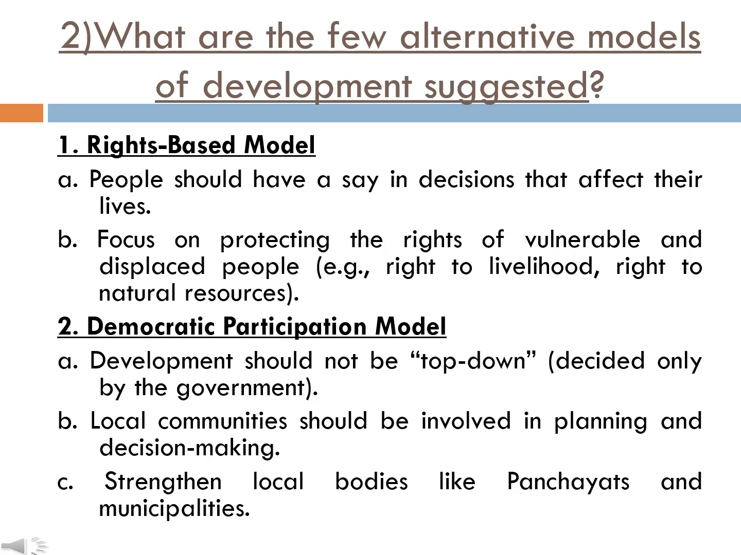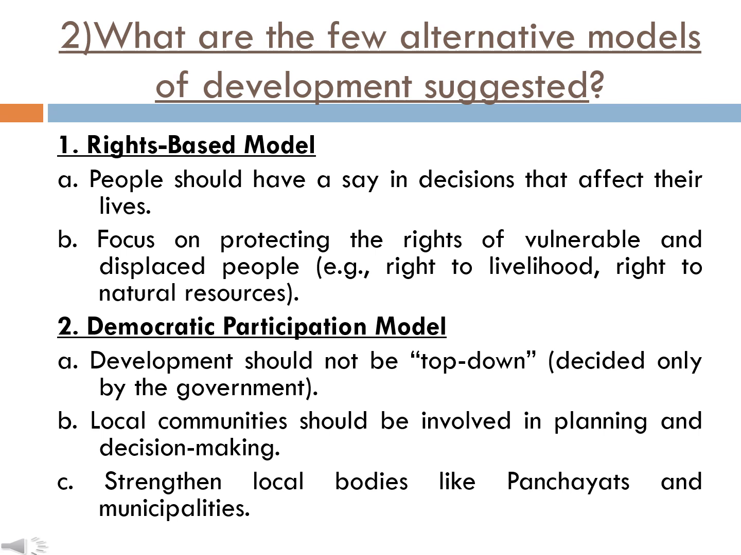Second question, what are a few alternative models of development suggested? So here I am covering five different development models. First one is the rights-based model. People should have a say in the decisions that affect their lives. Focus on protecting the rights of vulnerable and displaced people, like the right to livelihood, right to natural resources. Second model, democratic participation model. Here development should not be top-down. That means it should not only be decided by the government. A bottom-up approach should be there.